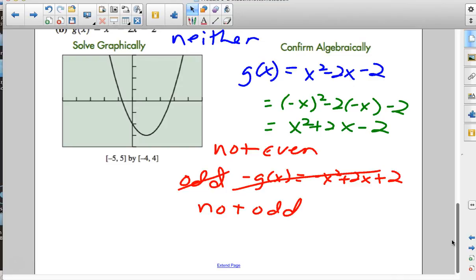Put the negative x in for x. You simplify. If you get the same thing you started with, it's even. If you get the opposite of what you started with, then it's odd. That means it has that 180-degree origin symmetry.